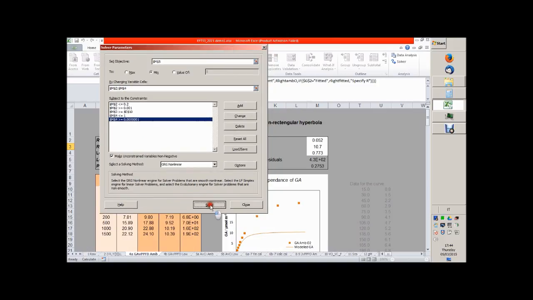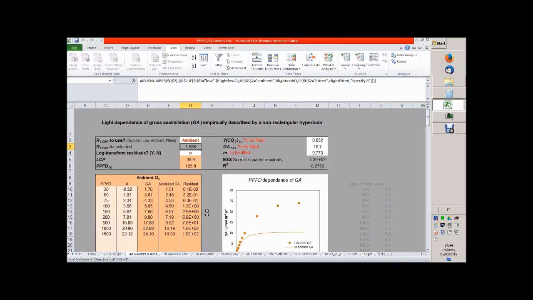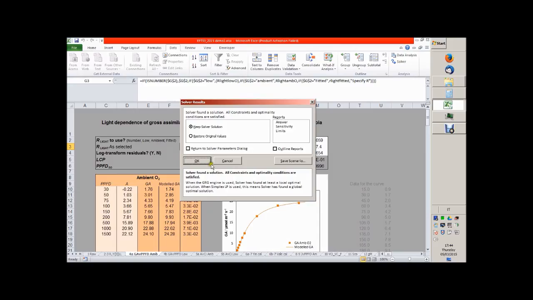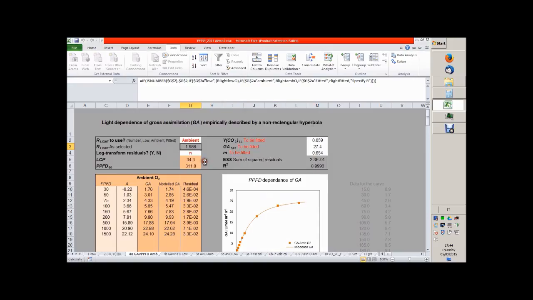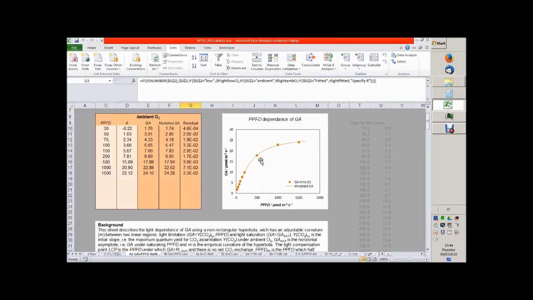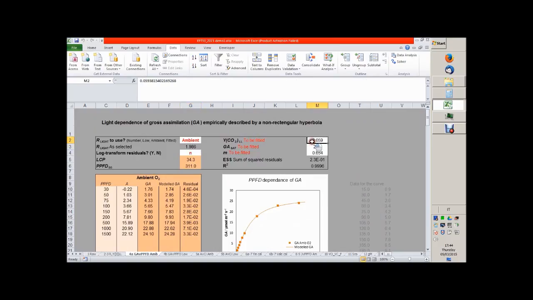If I click Solve, Excel will find the values which minimize the square residuals. And now the plot shows that the function has been fitted. Now these three values describe our light curve.